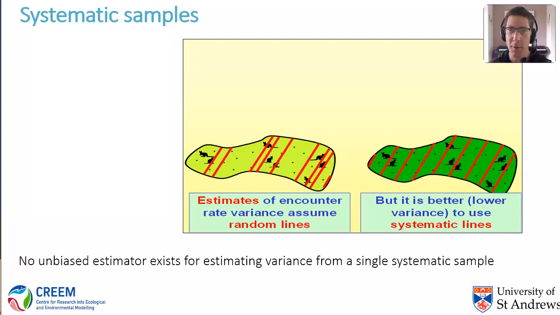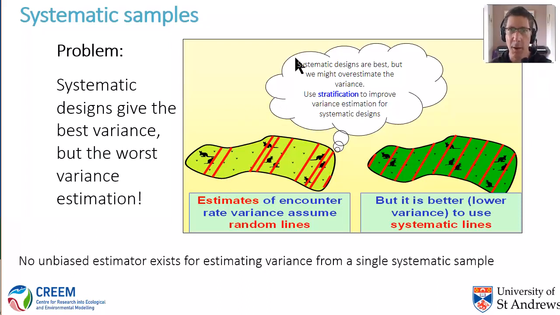Even though we know the variance is lower, on average, than for a random sample, we have a bit of a quandary here. We know that systematic designs give the best variance, but they have the worst variance estimation. And in particular, we might overestimate the variance in general. So what we're going to do is use a trick that effectively uses stratification to improve the variance estimation for systematic designs. And that's what I'm going to talk about.